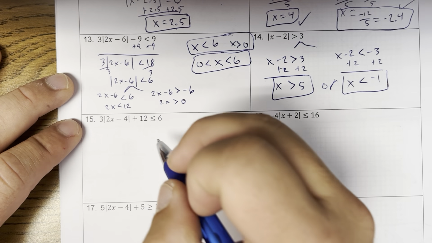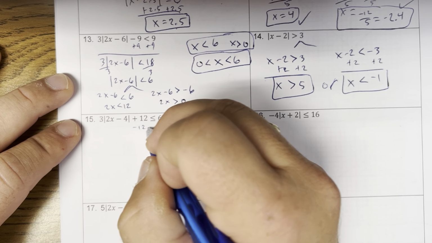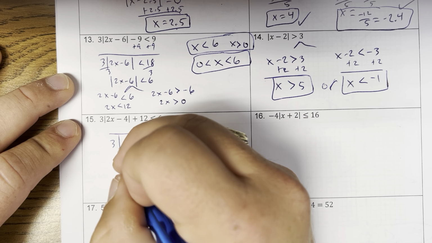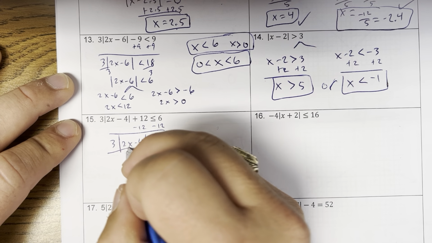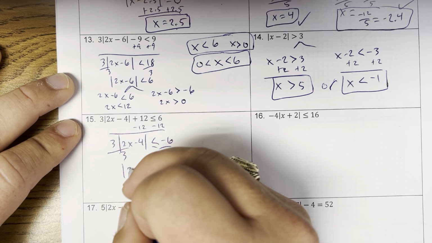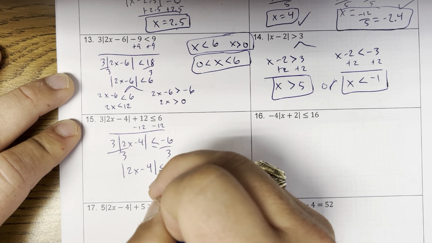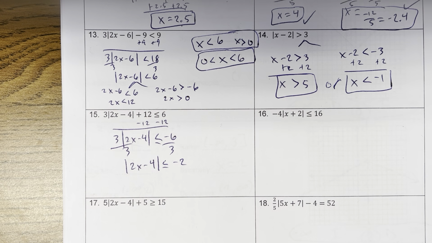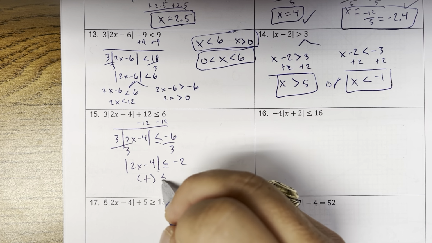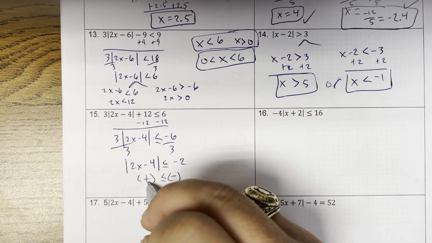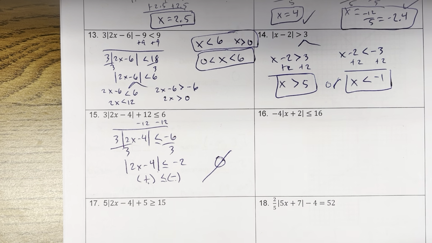All right, we'll isolate the absolute value first. We'll subtract the 12 over. And then we'll divide by 3. All right, and so on this one right here, we have an absolute value, which is a positive, is less than or equal to a negative. A positive cannot be less than a negative, so this one's no solution.